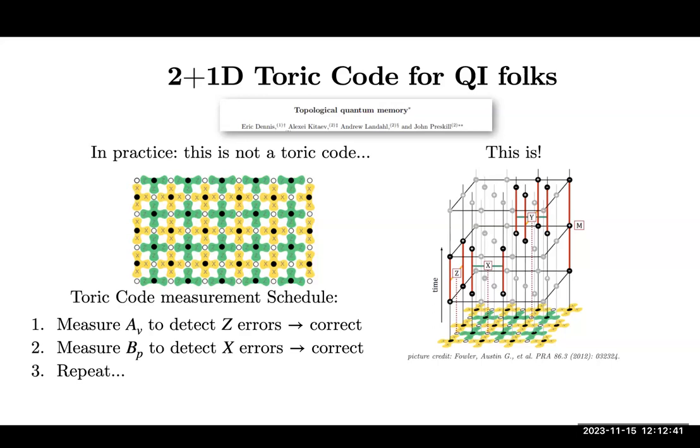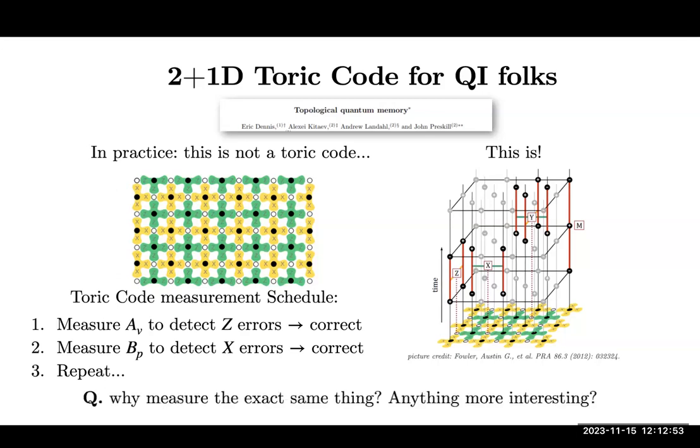But this raises an interesting question. We're going to measure these operators and correct errors, and it seems that we're just repeating the same measurement over and over again, and they're commuting measurements. Is there anything more interesting? Can we use different types of measurement at different rounds, and come up with different types of error correction in this way?